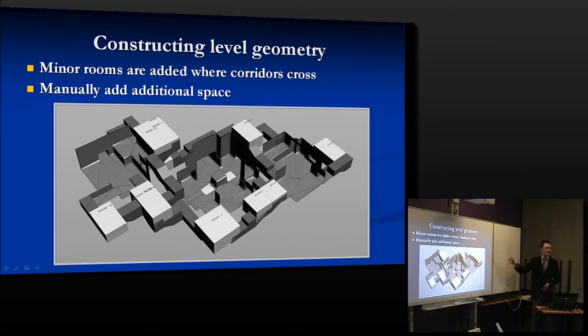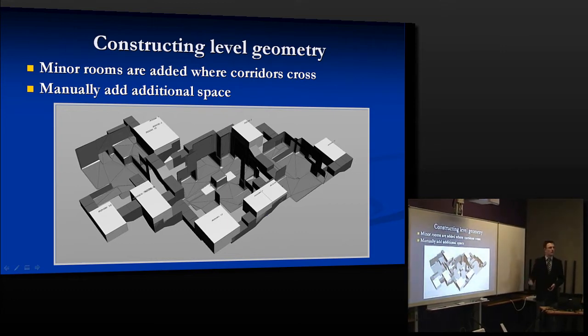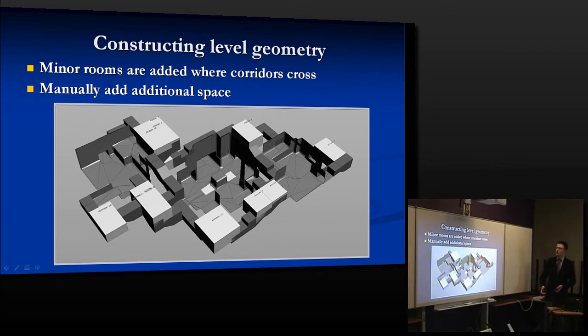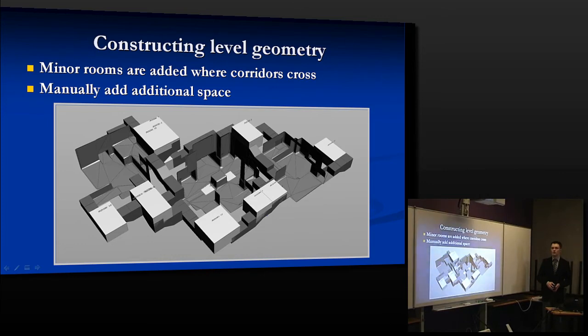Also, you can add additional spaces. So you can, for example, cut a hole in the room to create a death pit, or add additional spacing in a long corridor where you can have a bit more space to do something, like place a pickup there.